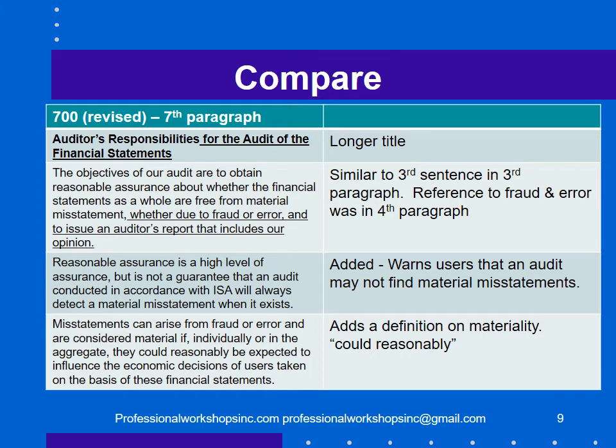And then we add a definition of materiality. Misstatements can arise from fraud or error and are considered material if they could reasonably be expected to influence the economic decisions of users. So that adds a definition which is could reasonably be expected.